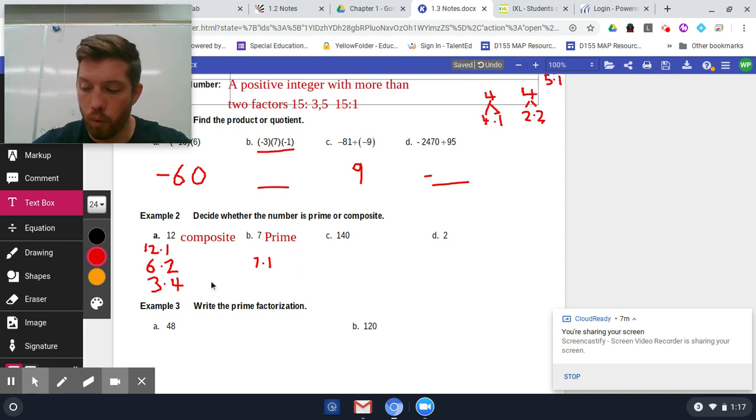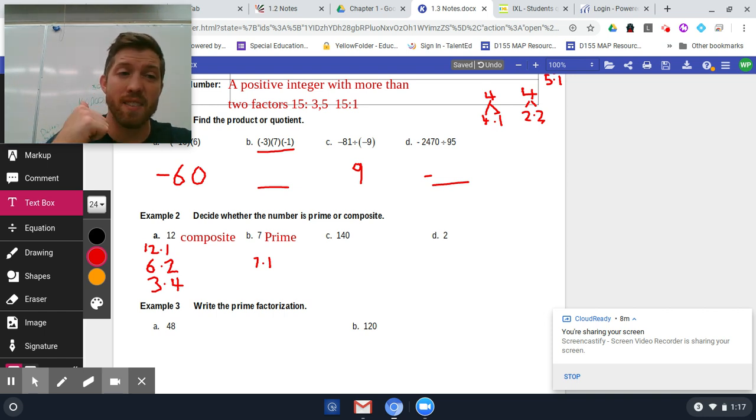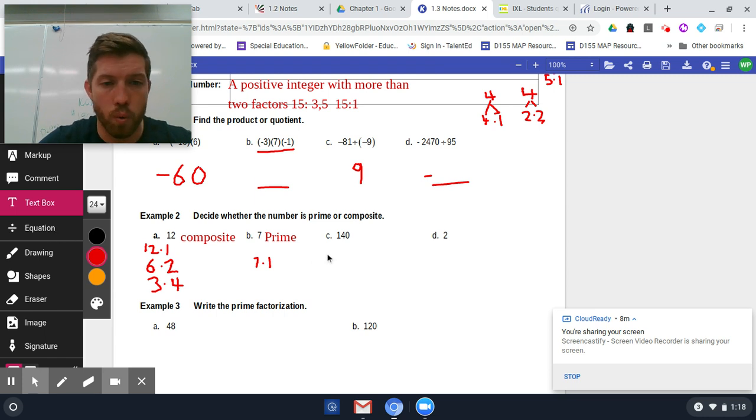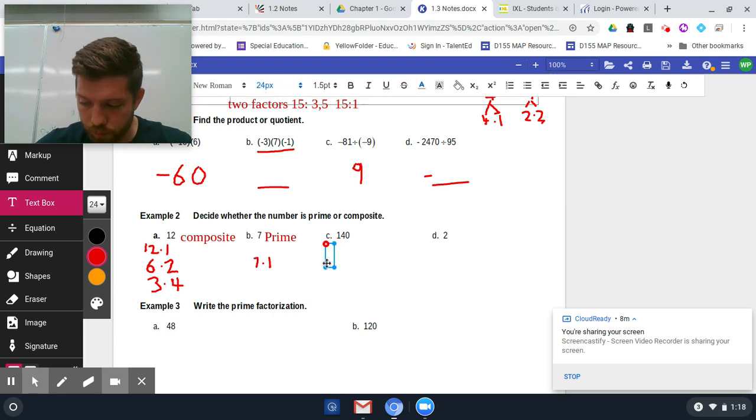140. Now 140 is a little trickier. Usually the bigger the number, there's more of a chance of it being composite. Another hint is if it ends in 5 or 0, if any number ends in 5 or 0, you know the number 5 will go into it. So it's very likely it's going to be composite. So I will make a list. 28 and 5 go into it. So 28 times 5 is 140.